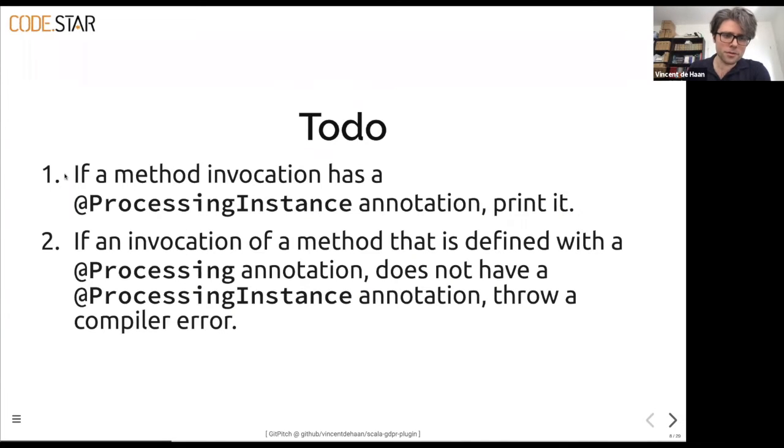So we have two rules. If a method invocation has a processing instance annotation, then print it, because that is the report that we want to send to the compliance department. And if an invocation of a method that is defined with a processing annotation does not have a processing instance annotation, then throw a compiler error. Well, this is the idea.